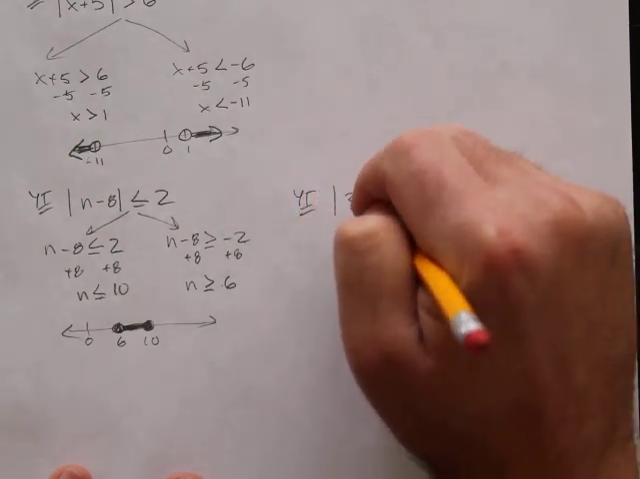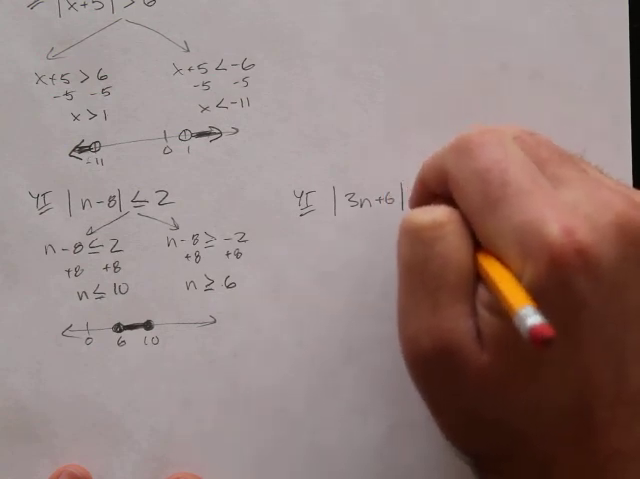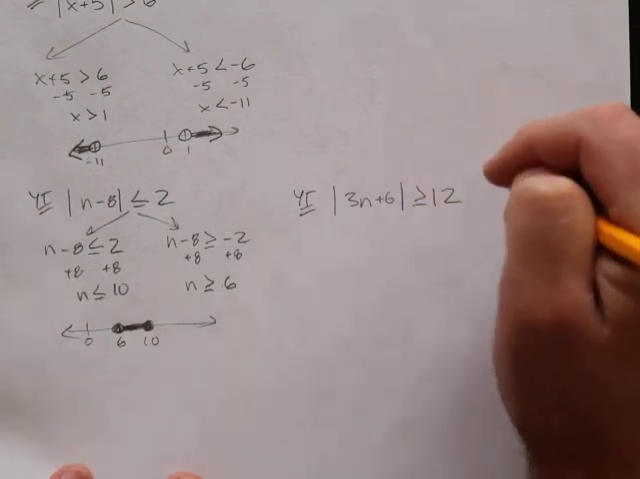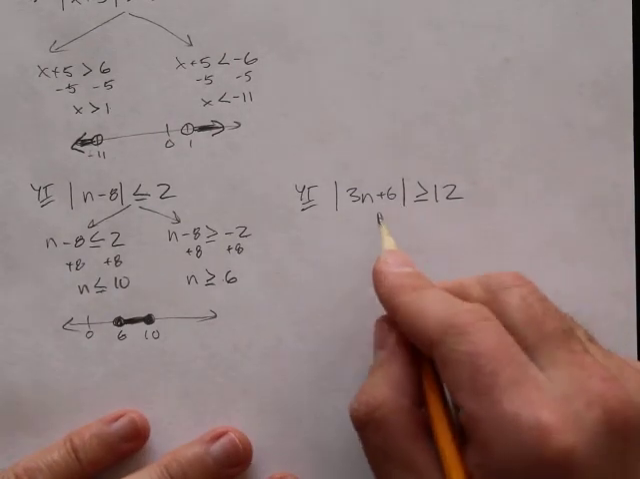Absolute value of 3n plus 6 is greater than or equal to 12. All right, you try. Go ahead and do that one. Okay, let's see how you did.